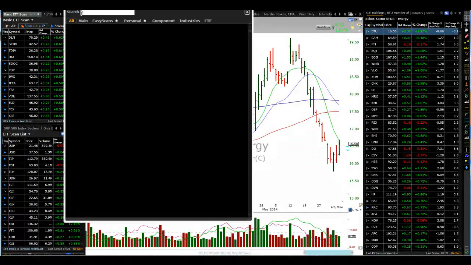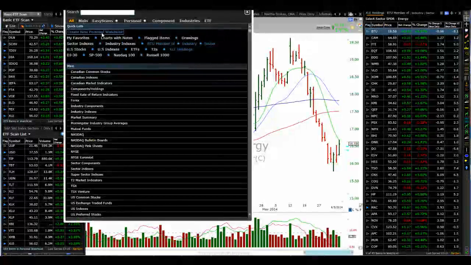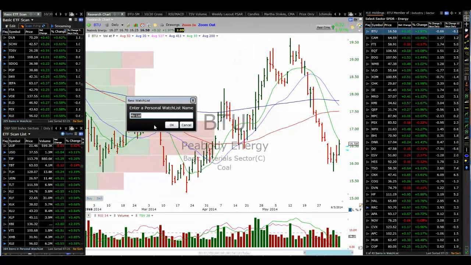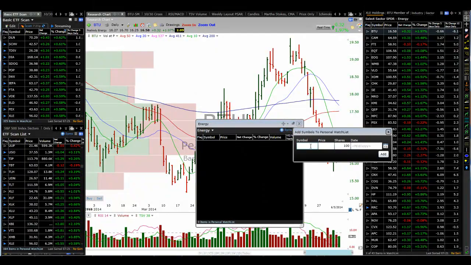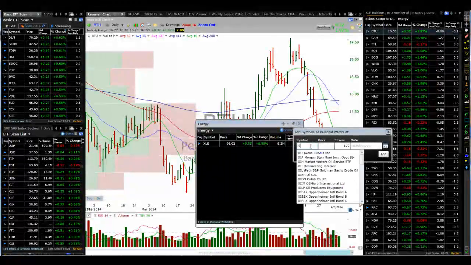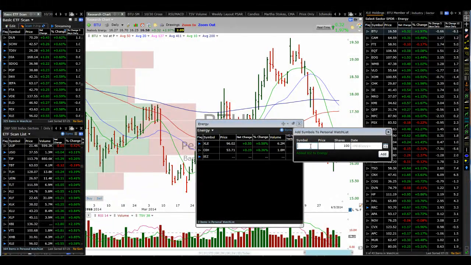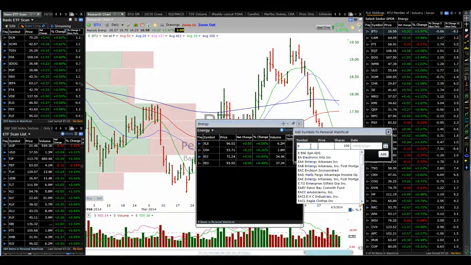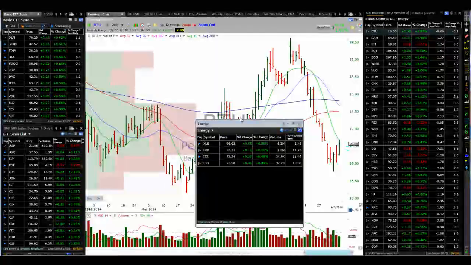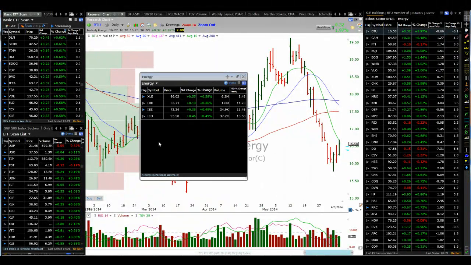Then take those and build your own watch list. You can simply create your own watch list by creating a personal watch list, type in energy and click OK, and then to add the symbols, you just add XLE, OIH, IEZ, IEO. I used to know a bunch of them, but anyway, you get the point. And now that I have it, it's there.